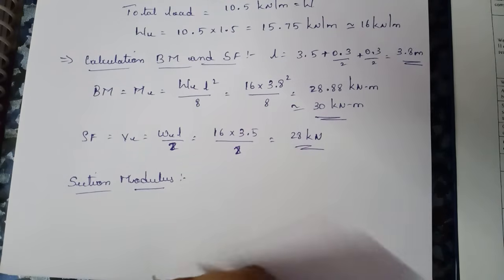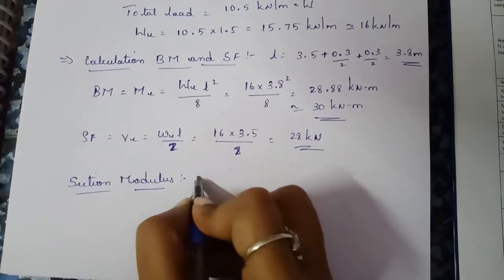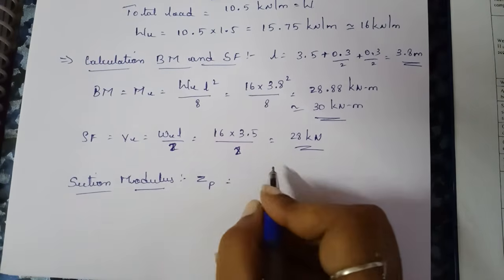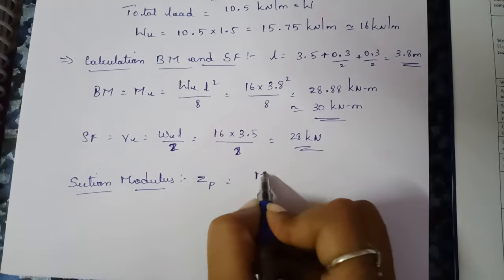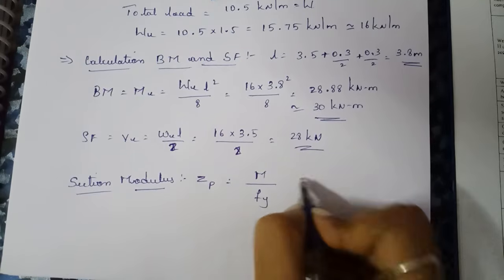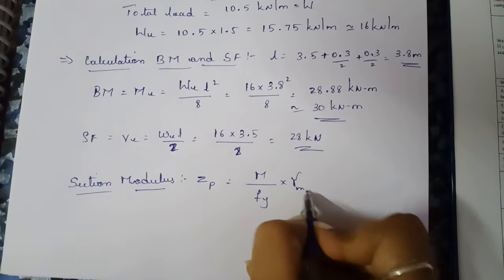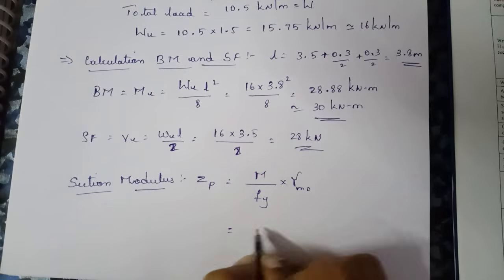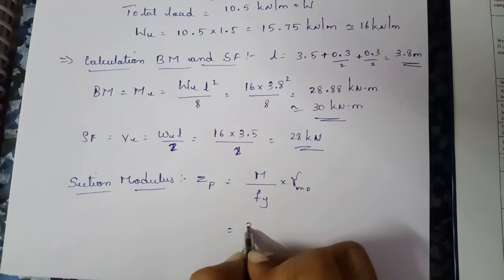You can choose with respect to the section modulus, and also with respect to the areas. So here, ZP you can take as M divided by Fy into gamma M naught. You can calculate by using this equation. The moment will be Mu. What is Mu?